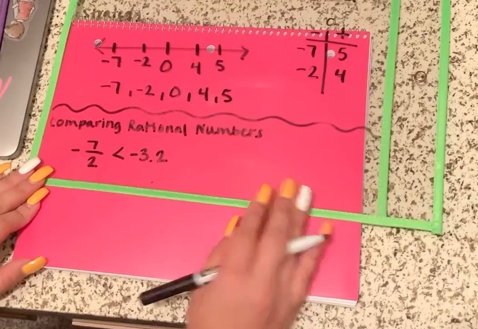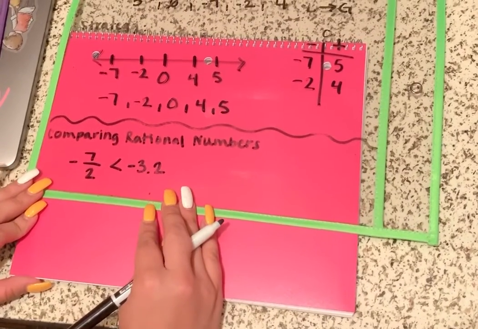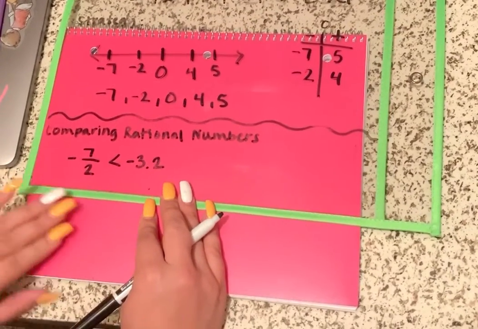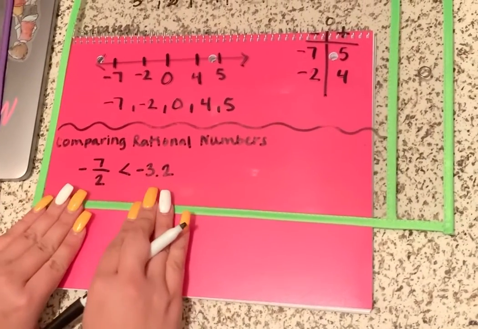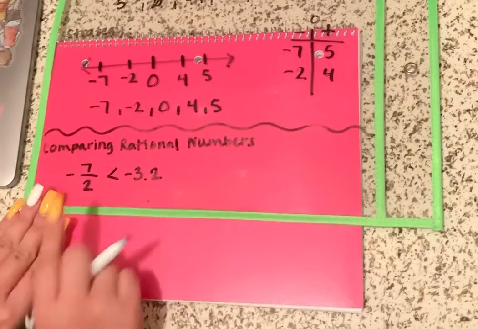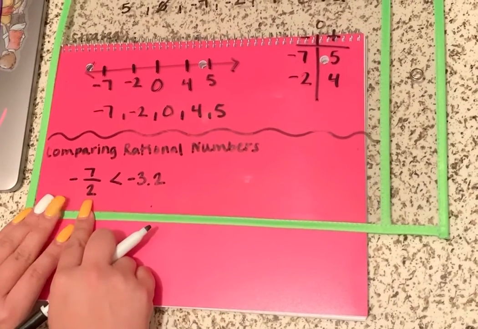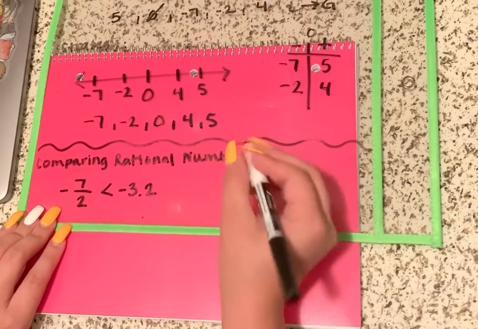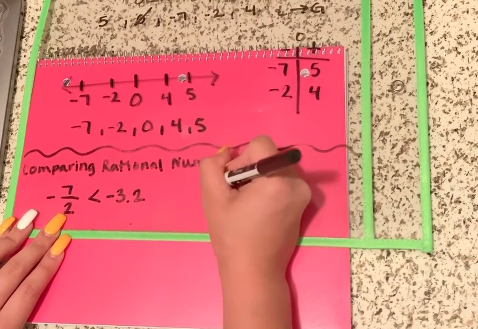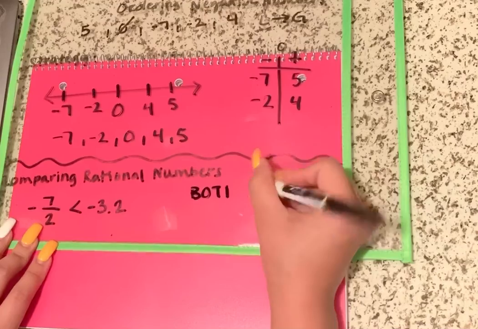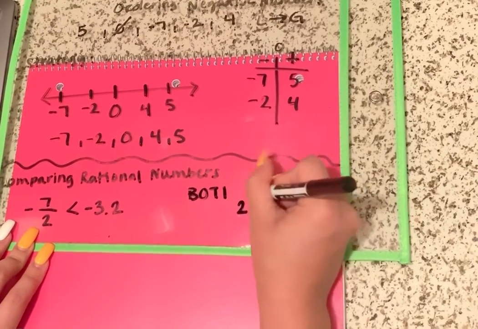The last thing we're going to talk about is just comparing rational numbers. So our rational numbers are our fractions and our decimals and everything else. So first, in order to say if this is a true statement, I first need to see what this fraction is as a decimal. So quick reminder, if we want to make a fraction a decimal, we can use bow tie. So bottom out, top in.